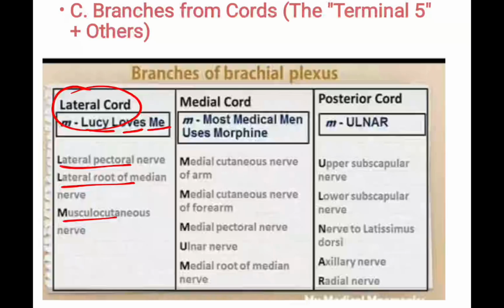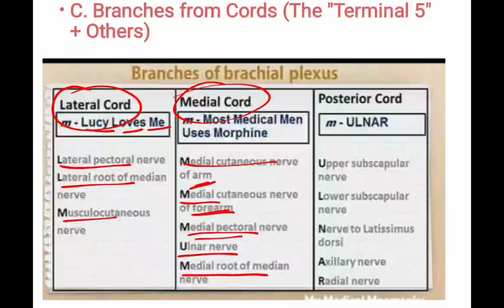Now, branches that are coming from the medial cord, we have the mnemonic: Most medical men use morphine. We have the medial cutaneous nerve of the arm. We have the medial cutaneous nerve of the forearm. We have the medial pectoral nerve. We have the ulnar nerve, and we have the medial root of the median nerve. Take note, medial root of median nerve. So for the medial cord, we have medial cutaneous nerve of arm, medial cutaneous nerve of forearm, medial pectoral nerve, ulnar nerve, and medial root of median nerve.